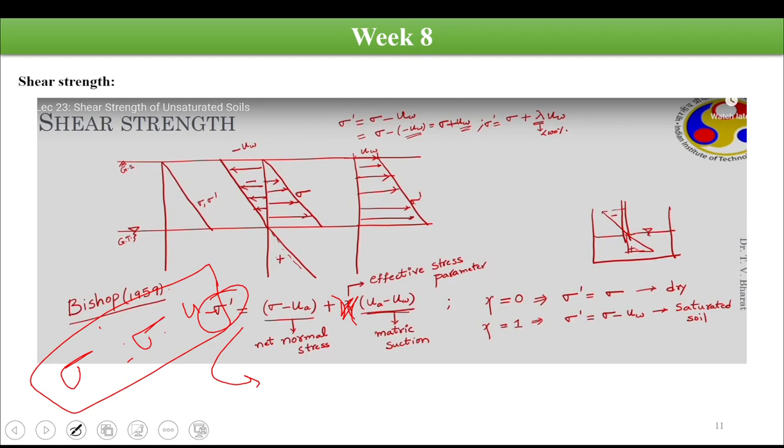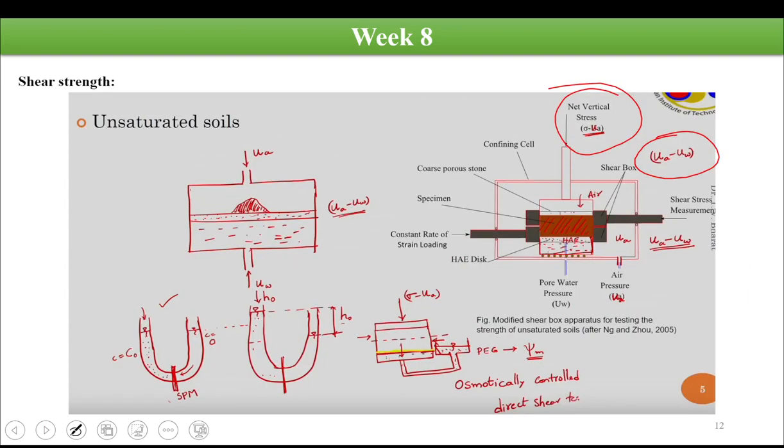So if we consider this zeta value, the effective stress parameter, as 0, then sigma dash will be equal to sigma. Okay. And if we also consider the UA as 0, and the zeta value as 1, we'll have sigma dash equal to sigma minus UW. That is for saturated soil, right? So these are the two extreme cases of partially saturated soil, the dry and the wet cases.